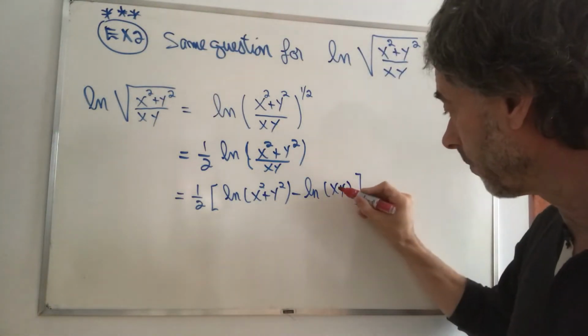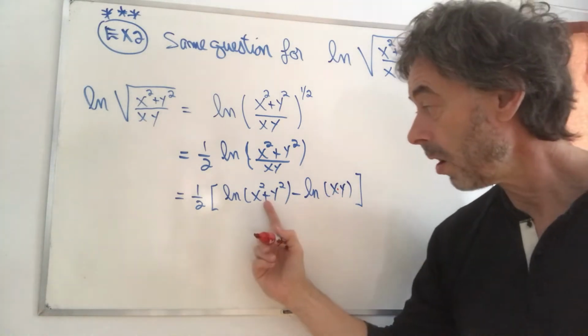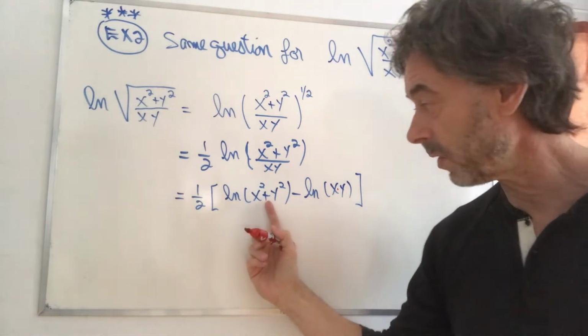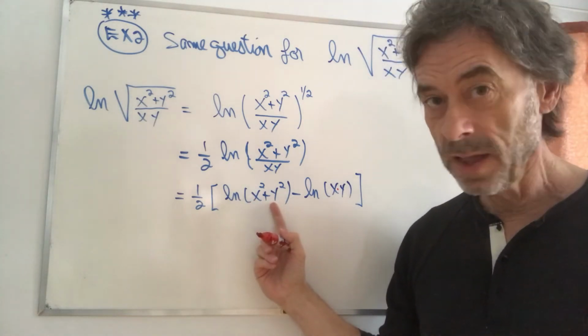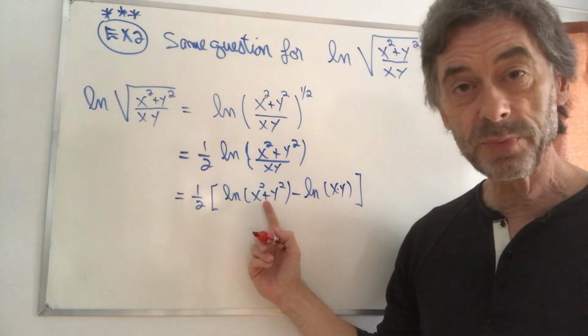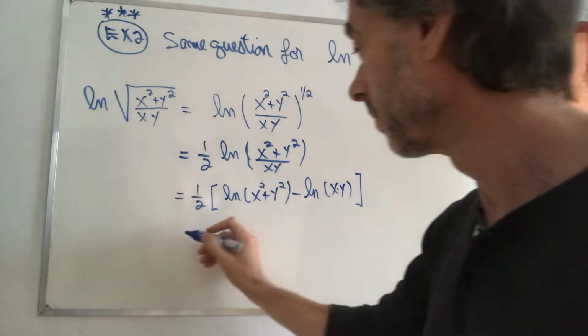And now I have one last chance to use a property. It lies right here because I have a times between x and y. Uh-oh, I have a plus between x squared and y squared. Is there a property for the ln of u plus v? That cannot be broken. Only product and divisions. That is a sum? Cannot be broken. This is there to stay.